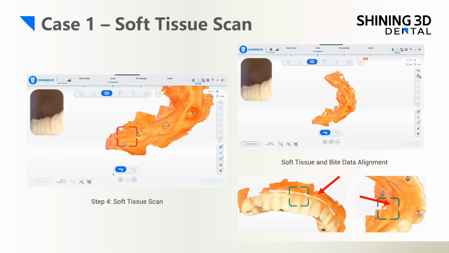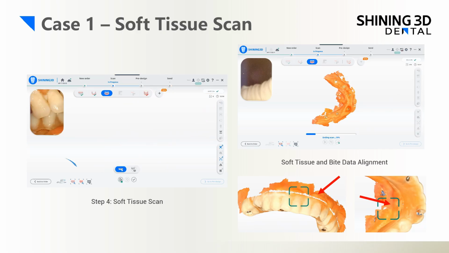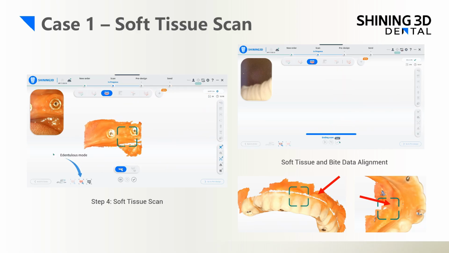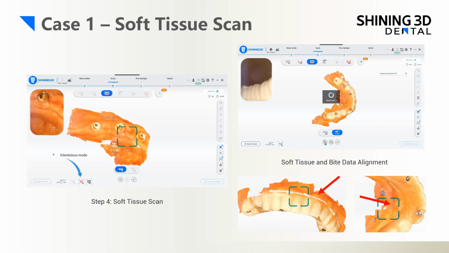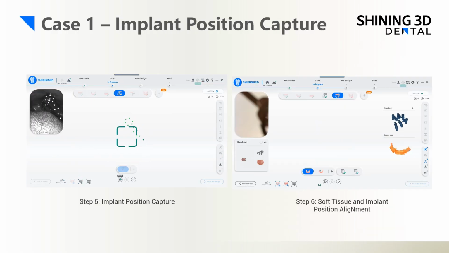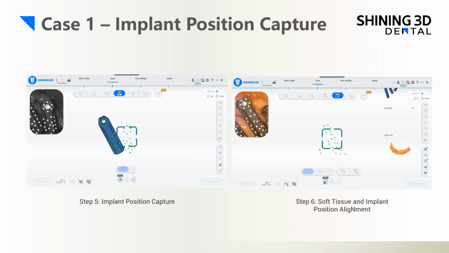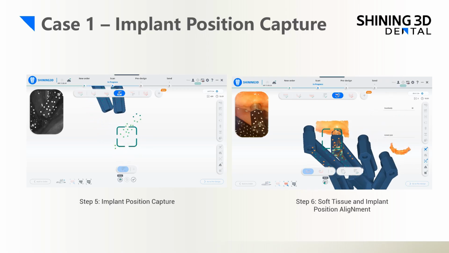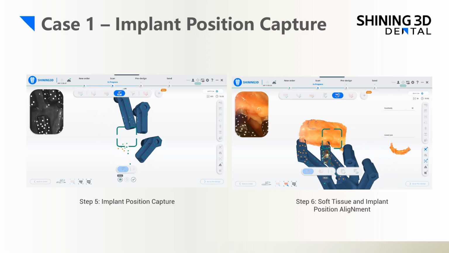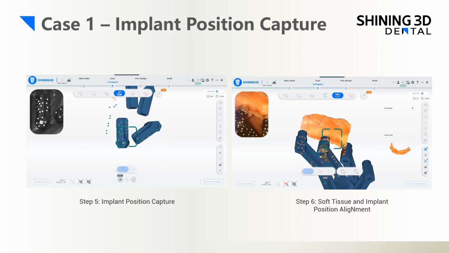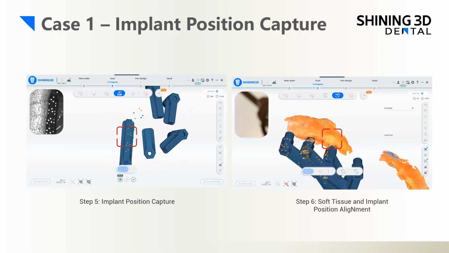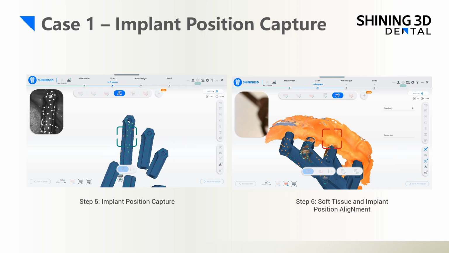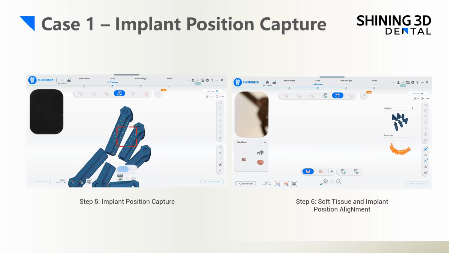Now that we have captured the pre-op bite and soft tissue and completed the alignment, we can proceed to the implant position capture step. Follow the guides we gave in the previous slides. Mount the coded scan body on the multi-unit abutments. It is recommended to confirm the scan bodies are fully seated with radiographic imaging, especially for final restoration cases.